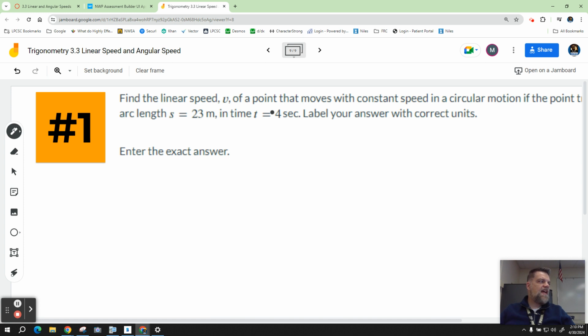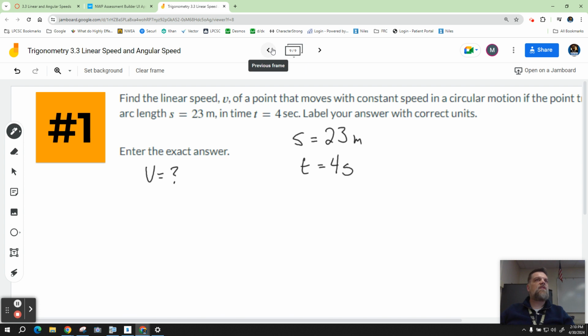Well, we're going to be asked to find the linear speed. And they gave us the arc length was 23 meters, and the time was 4 seconds. So now I'm going to show you what I would do if I were you guys learning this. What I would do is I'd look at my notes. So what I have is a bunch of information that they've given us, and I gotta find the linear speed.